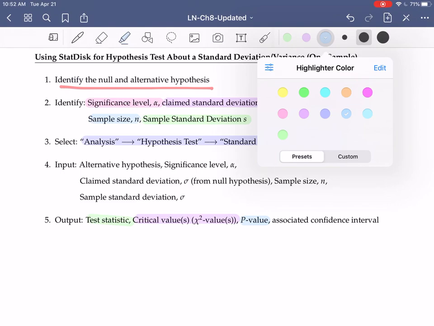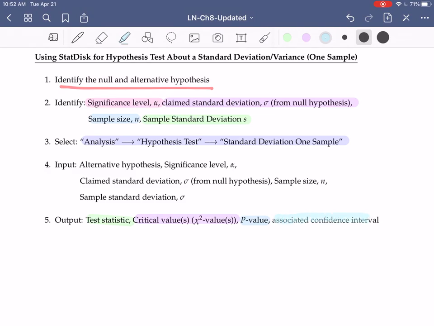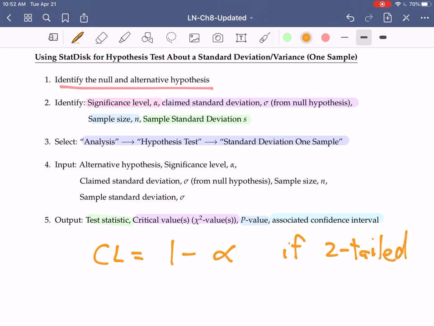And when we say associated confidence interval, that means if our value of alpha, the associated confidence interval, has a confidence level of 1 minus alpha, if we have a two-tailed test, and our confidence level is 1 minus 2 alpha if it's a one-tailed test. So that is the associated confidence interval that it's going to give us.